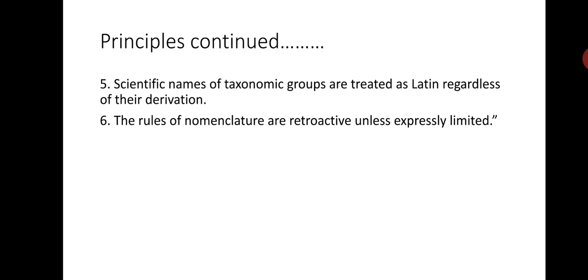The last principle states that the rules of nomenclature are retroactive unless expressly limited. That is, the retroactivity principle means that anyone proposing a change in the code needs to consider the effect that the proposed change will have on names published in a wide range of literature and over a considerable period of time.